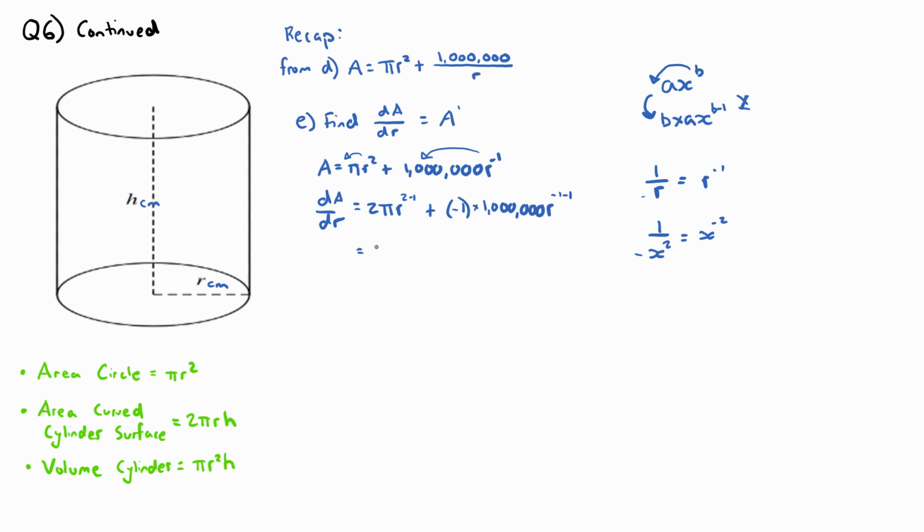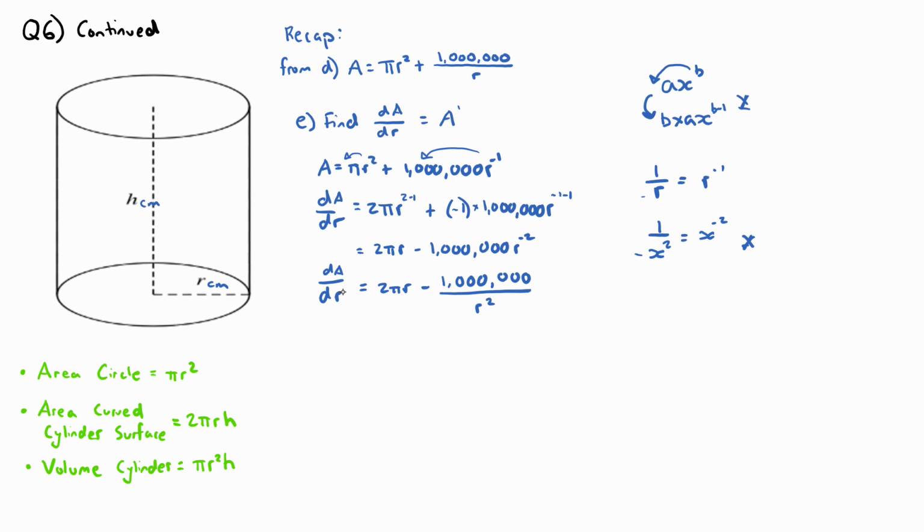So let's go ahead and clean this up. It becomes 2 pi r, because 2 minus 1 is 1, and when it's just to the power of 1, we don't write the 1. And then minus 1 times a million will be minus 1 million r to the power of minus 2, because minus 1 minus 1 is minus 2. And we need to clean it up one step further, because we should always leave our answers with positive powers. So we're doing the reverse now of this. We're bringing r to the power of minus 2 underneath to be r squared, a positive power.